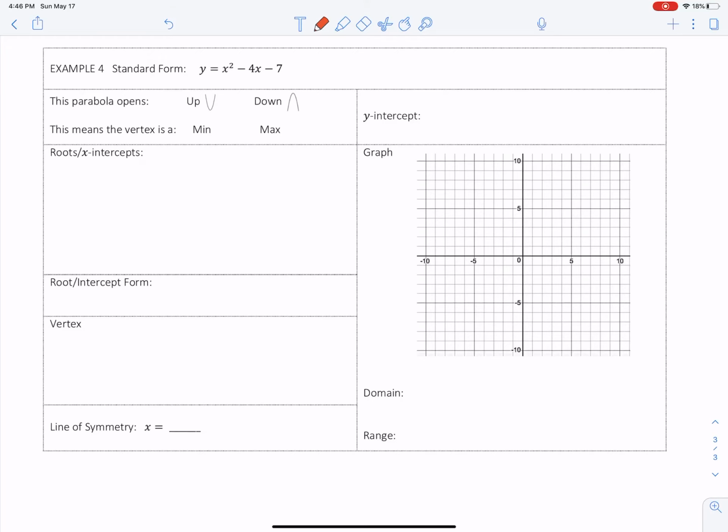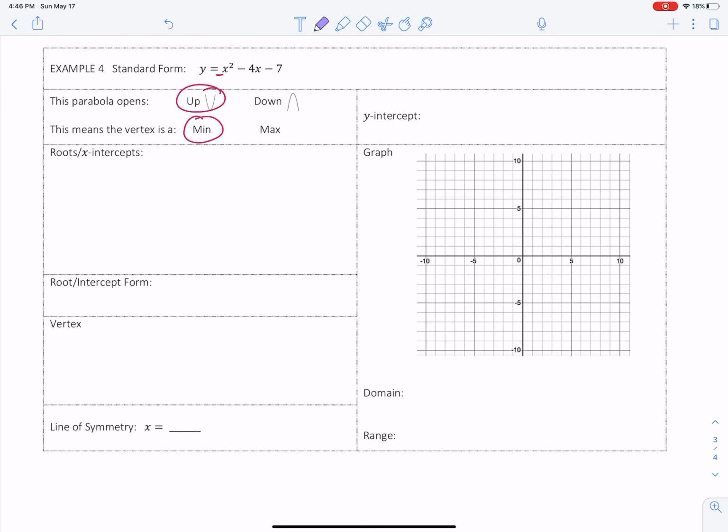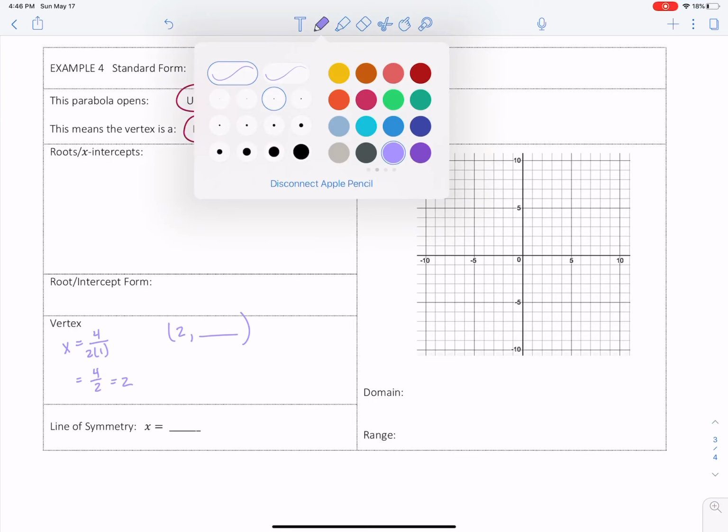So first things first, let's figure out, oh, this is a positive x squared, so it's opening up. It's a minimum. And our vertex is going to be x is equal to 4 over 2 times 1. If you'll notice here, I'm not writing everything out all the time. As you get a little bit better at these, you can start to just show partial work, meaning that my vertex is going to be 2 comma some number.